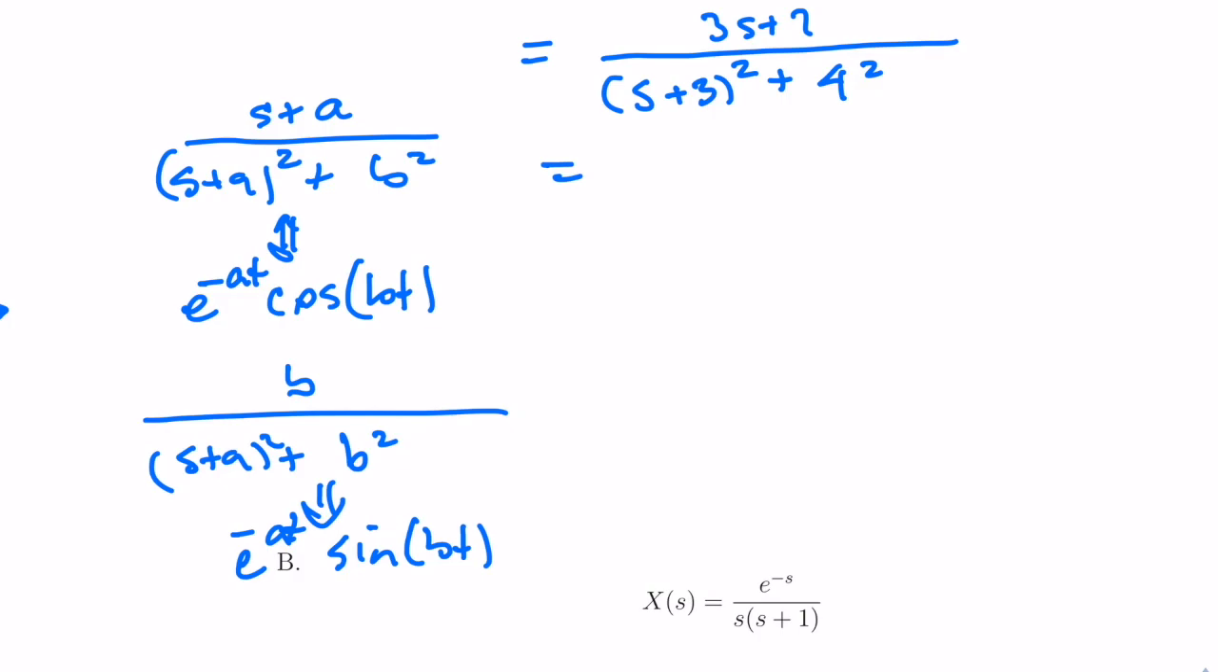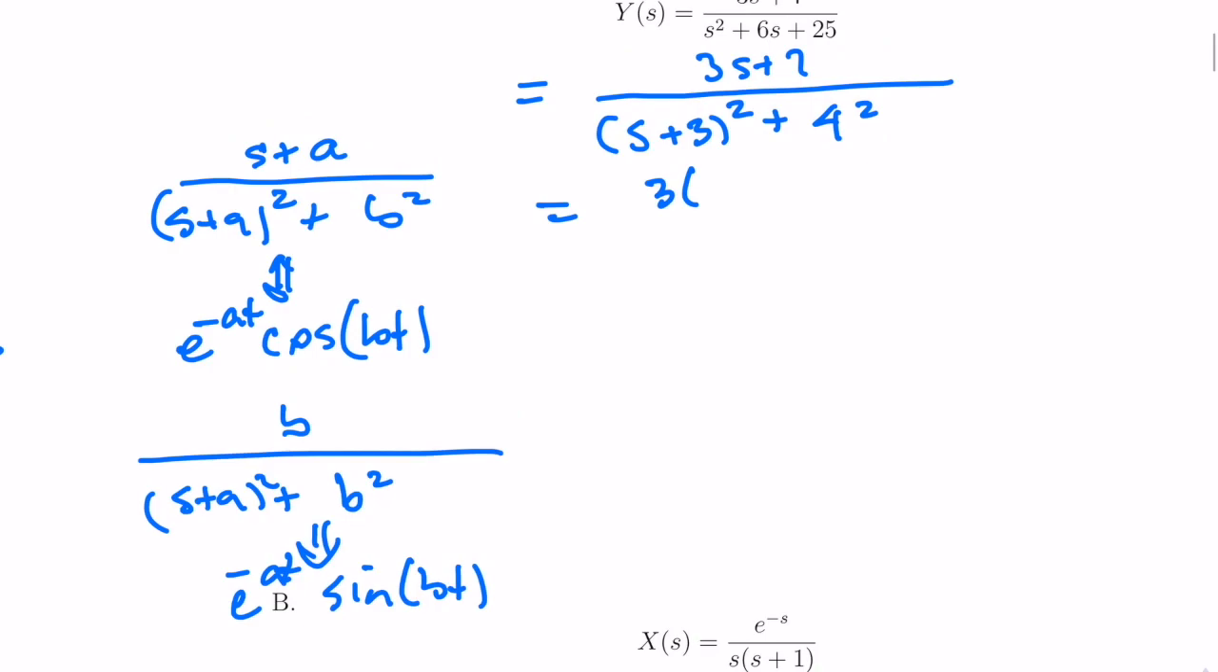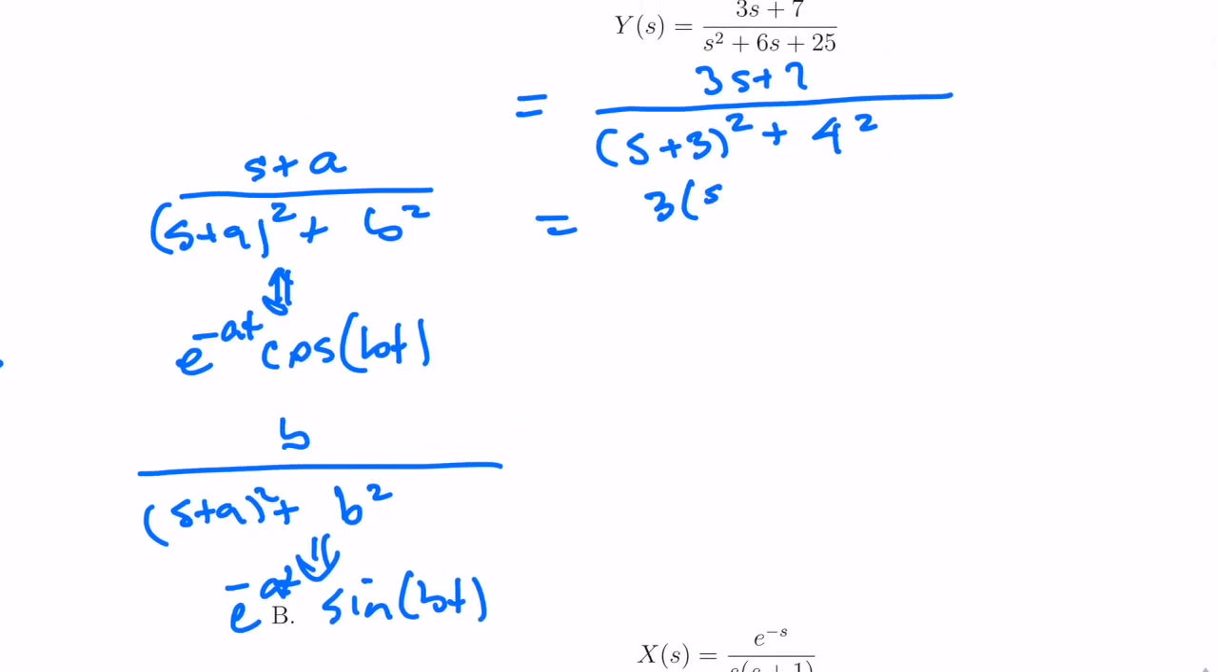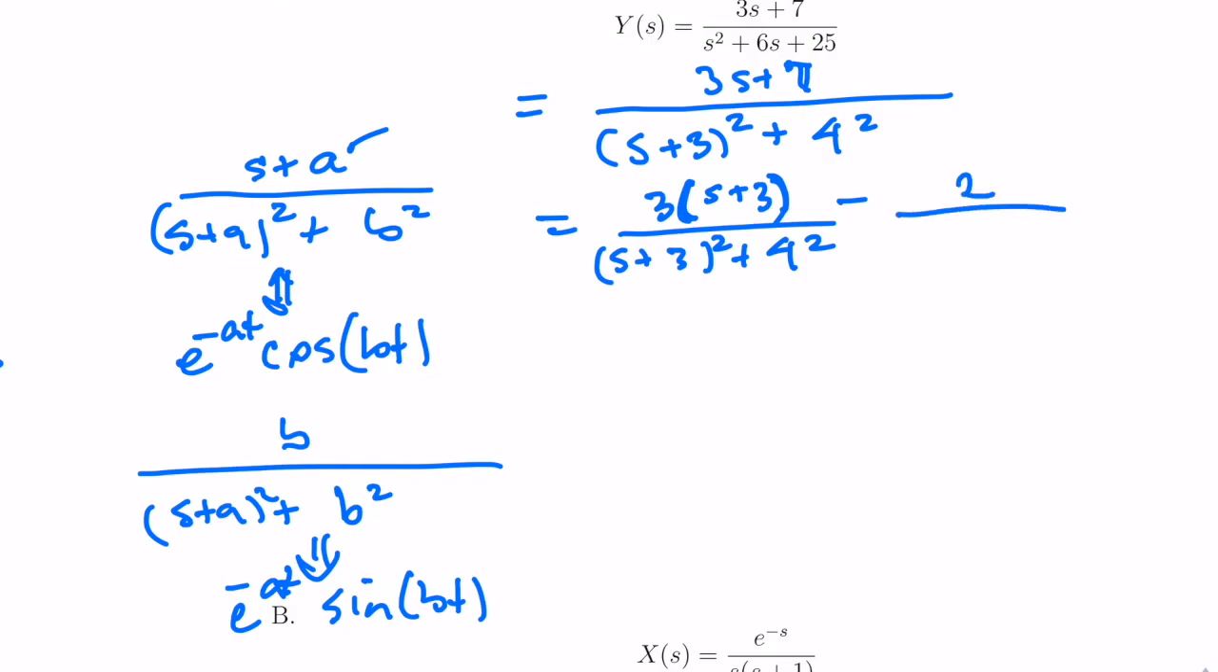So I start with the 3s plus 3. When I put this term s plus 3 there so it fits this form, when I distribute the 3 across, that'd be 3s plus 9, but this should be 3s plus 7, so I need to subtract 2.